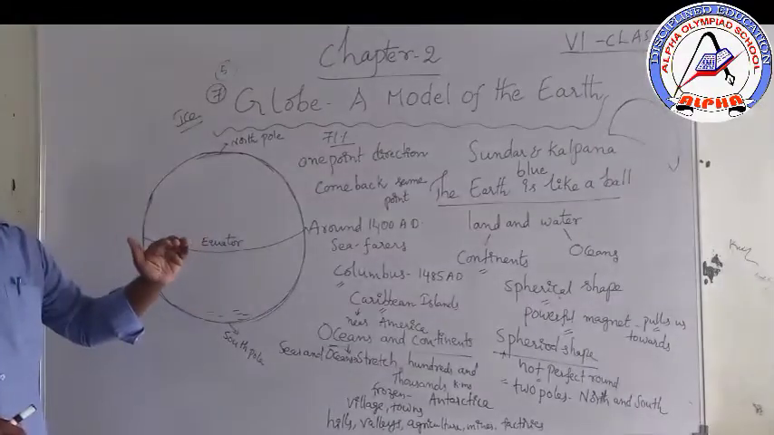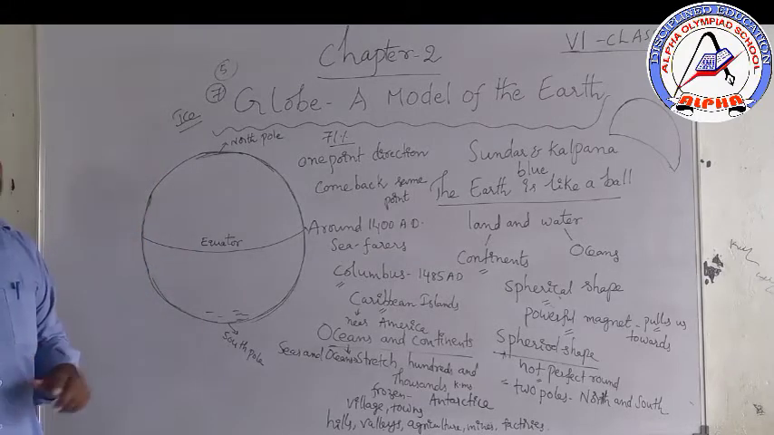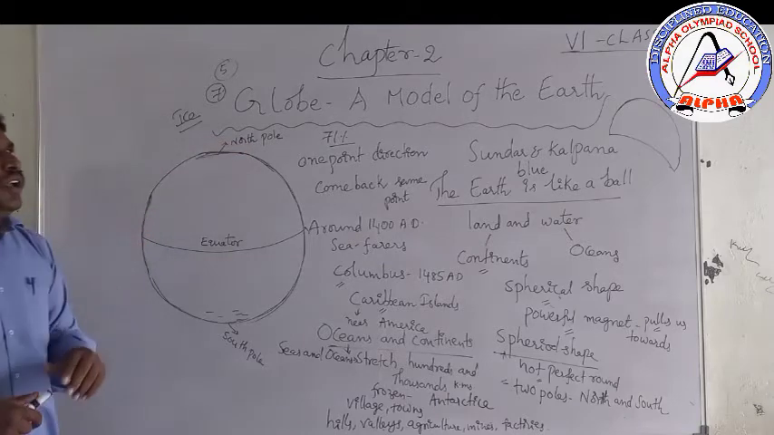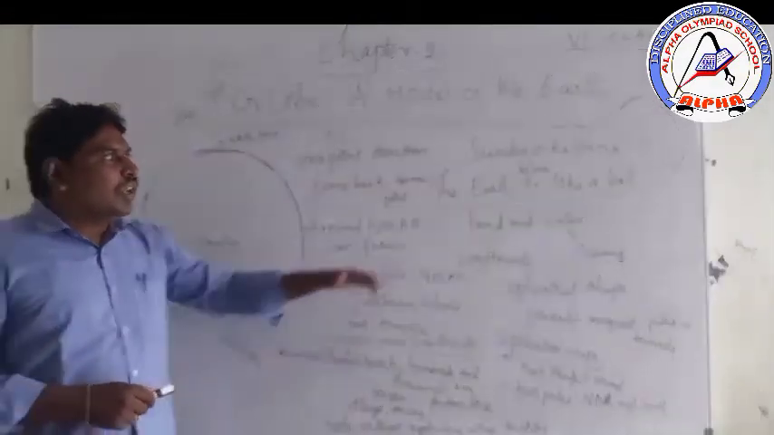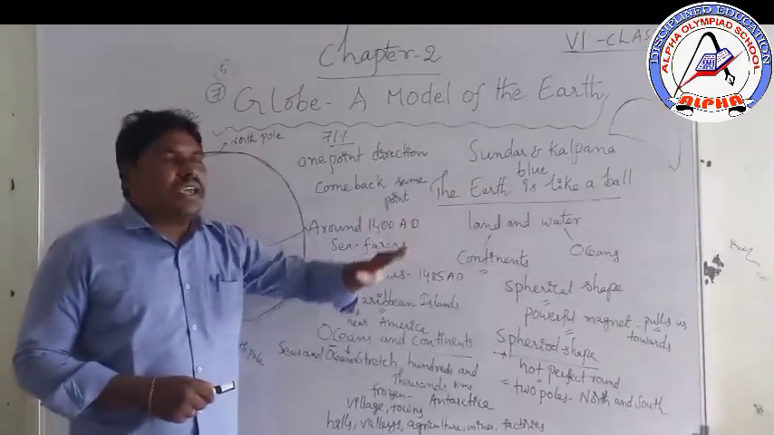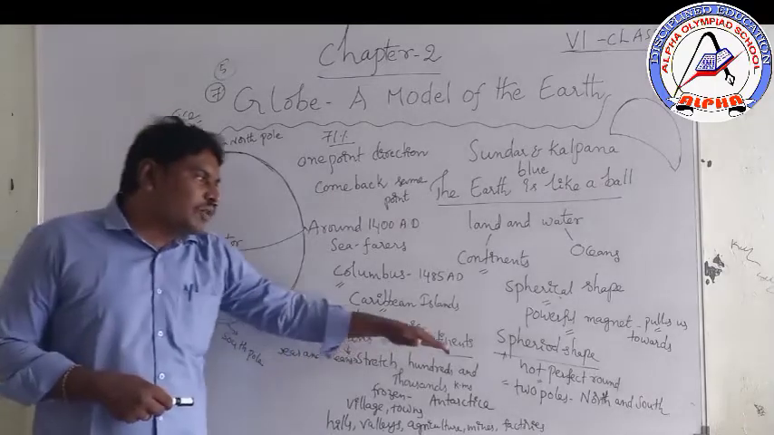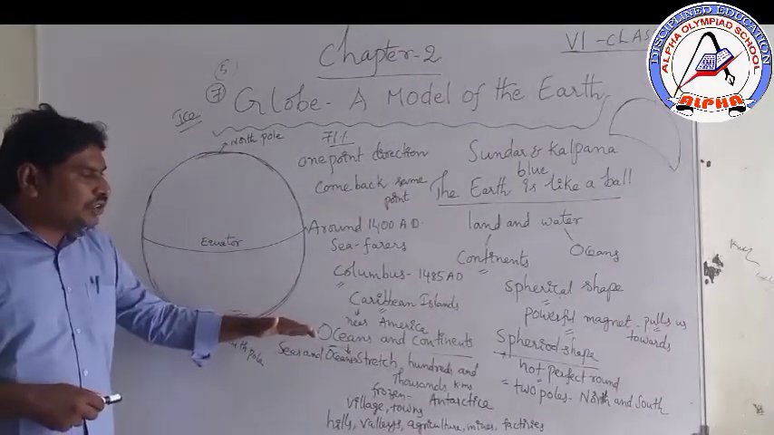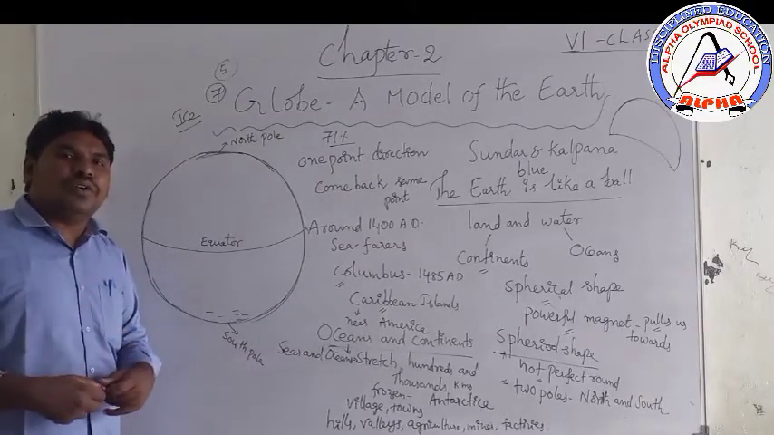So today, in our 6th class social studies chapter 2, we discussed the topic of the globe, a model of the earth. We discussed that the earth is like a ball, we discussed the spheroid shape, and we discussed oceans and continents. The remaining part we can go to later.